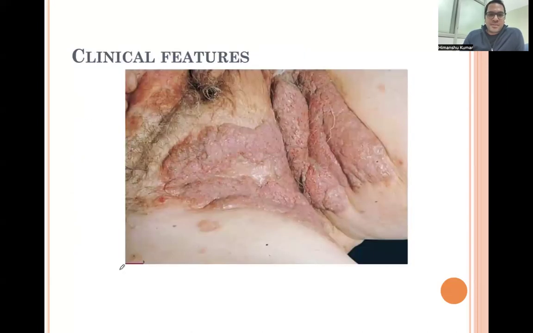So we'll look at these here. So this is a patient with pemphigus vegetans. In the flexures we see hyperkeratotic lesions. So this is probably the Neumann type of pemphigus vegetans, where there are hypertrophic plaques.